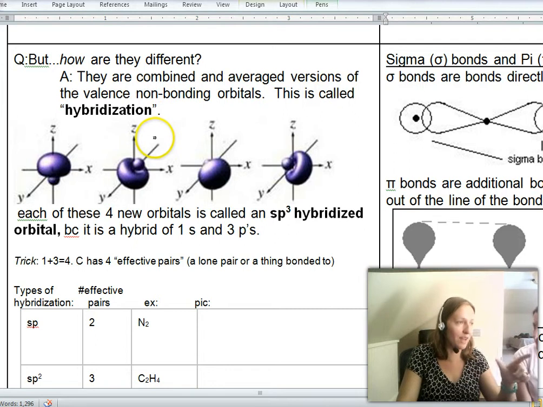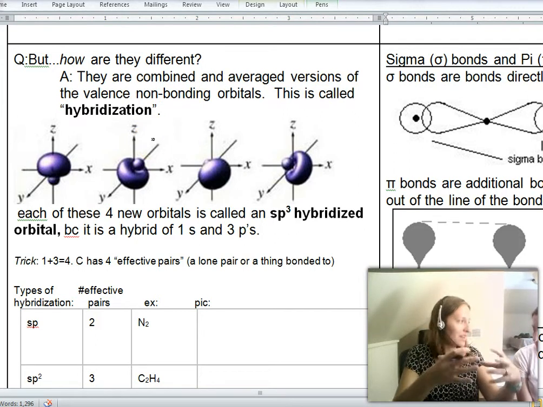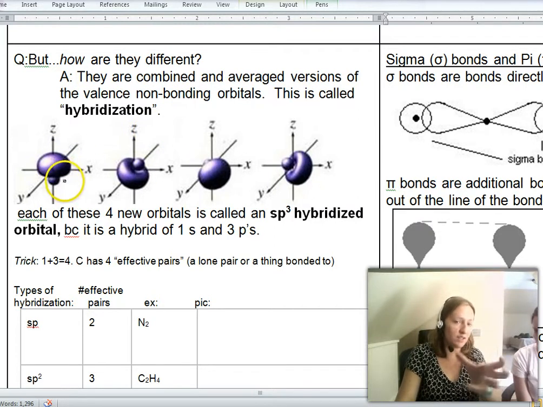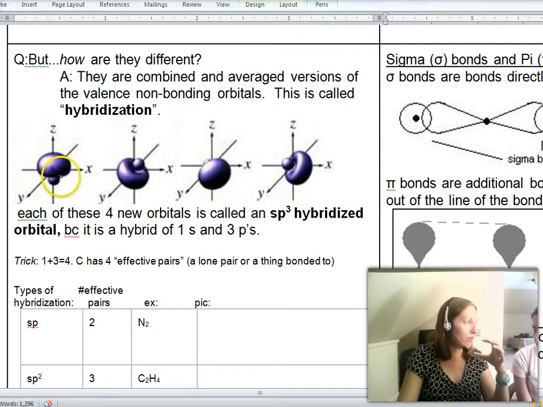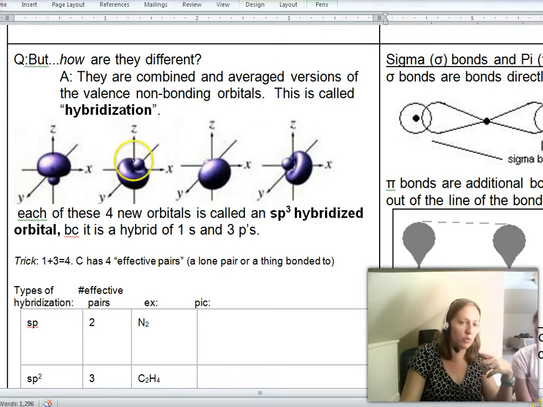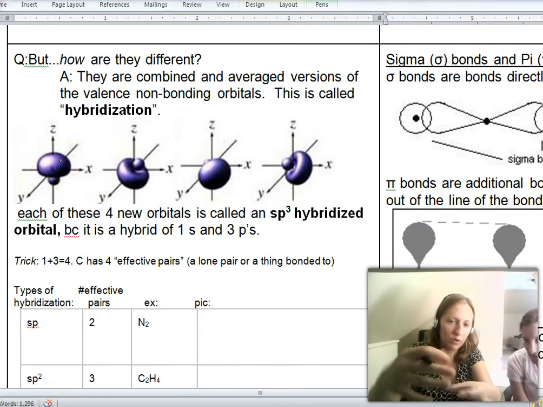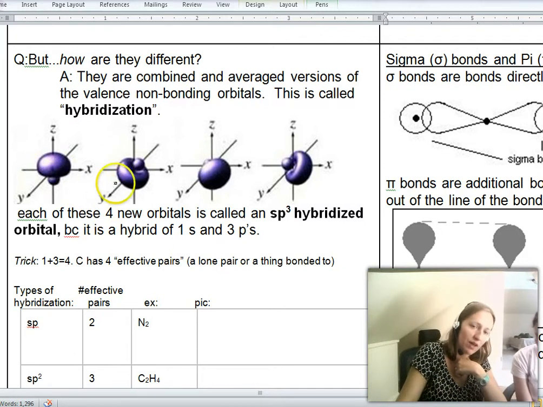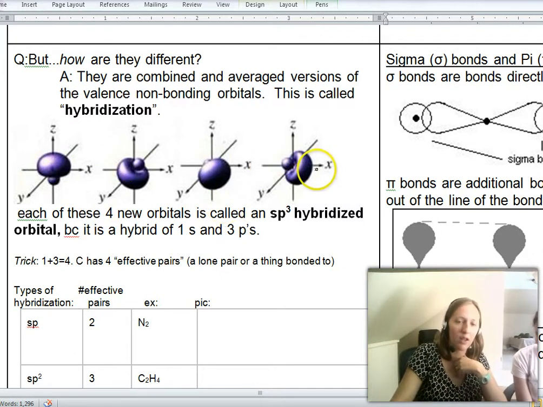So instead of having one S and three P's, you've mathematically averaged those shapes so that you have four orbitals that are all the same shape, oriented slightly differently, that are an average of an S and a P. So you have a sphere-ish part, but it's also like a P because it's a lobe shape. These end up looking like mushrooms, which are kind of cute, right? If you think about adding all four of those together, they make a tetrahedron. You've got one on the Z, one sticking down that way, one sticking out towards you, and one sticking out that way.